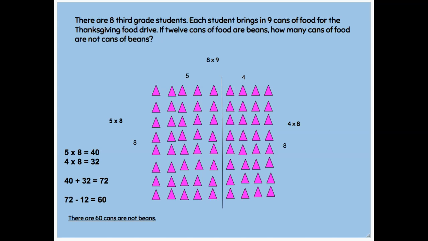So to do this problem, I know I need to find out how many total cans the third grade students collected. So I'm going to multiply 8 times 9 because each of 8 students brought 9 cans of food.